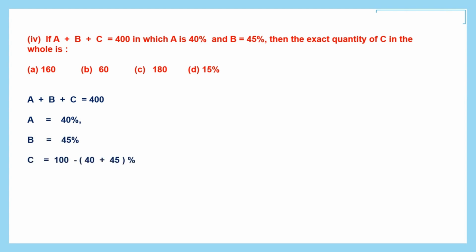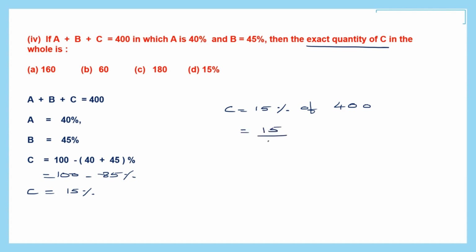Now to find C, we have to subtract 40 plus 45 from 100 because we're talking about percentage, isn't it? Now 100 minus 85%. 100 minus 85 is 15. So we have found C to be 15%. Now they're asking us to find the exact quantity of C and not the percentage of C, isn't it? So C is 15% of the total, which is 400. So 15% means 15 by 100 into 400.